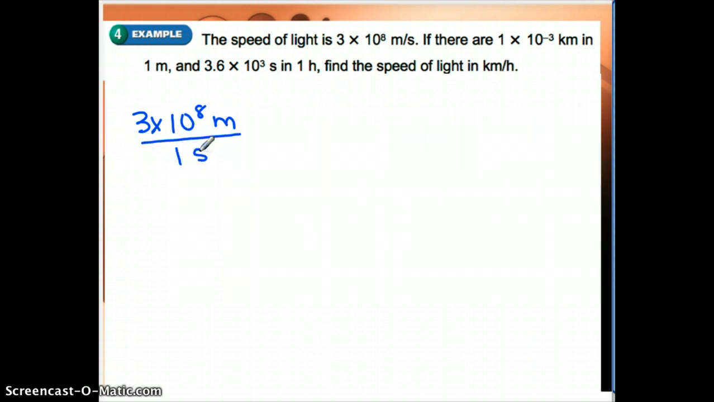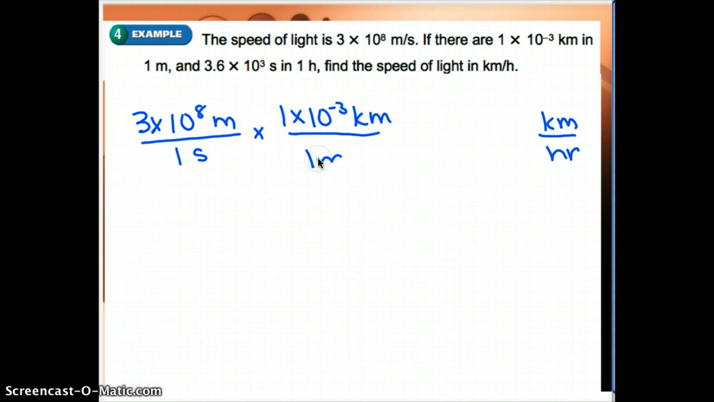Okay, and then I'm trying to get my final answer to kilometers per hour. Okay, so the second thing says there are 1 times 10 to the negative 3 kilometers in 1 meter. I want kilometers on the top, so I'm going to multiply by 1 times 10 to the negative 3 kilometers. That equals 1 meter. Okay, do you remember from chapter 3? That's good because this meter's here and this meter is here. They're going to cancel out.